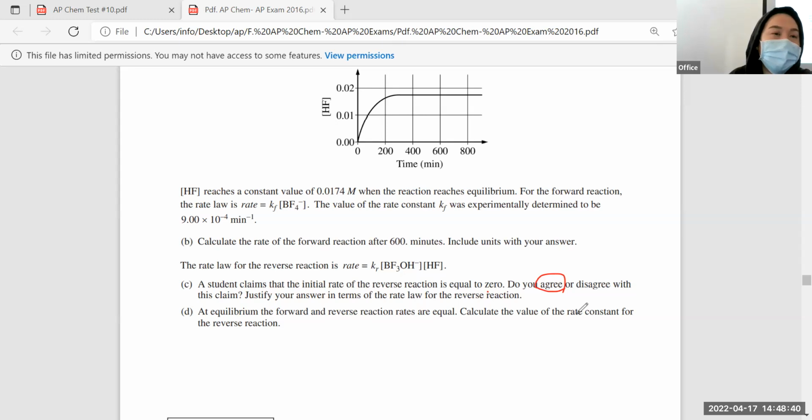For your reverse reaction, right? The initial of your reverse reaction, do you have any products? If you look at your reaction, do I have any products? No, right? So for my reverse reaction, I have no reactants. Therefore, my initial rate will be 0, right? The concentration of this guy and this guy initially is 0 because they're products, right? So it will be, yes. So 1 point, if you put agree with the justification.